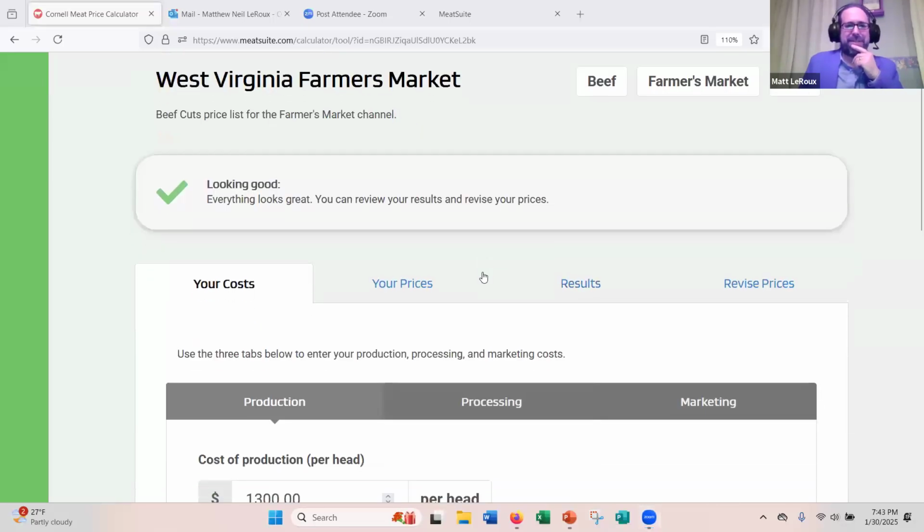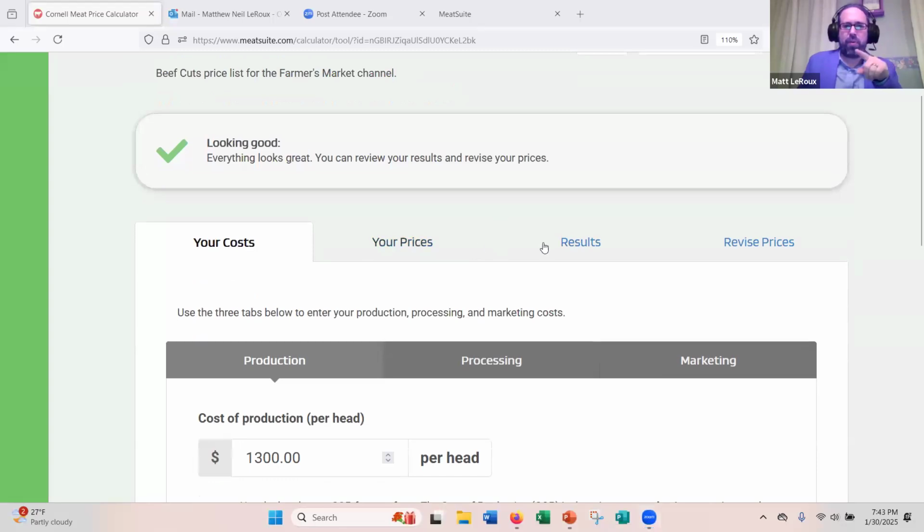So we have the West Virginia Farmers Market. You can see there's four tabs here: your costs, your prices, results, and then revise your prices. And the fun is that when you do all your homework and you get all your data, the fun is to get to the revise prices tab, and that's where you get to sort of play the pricing game. But first, you have to do that work.